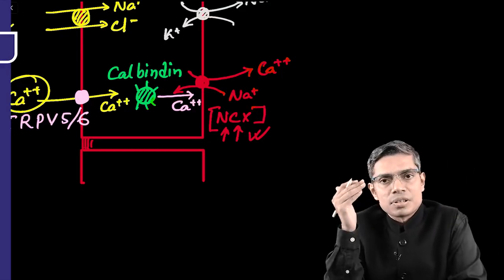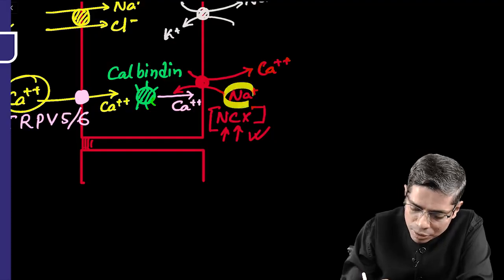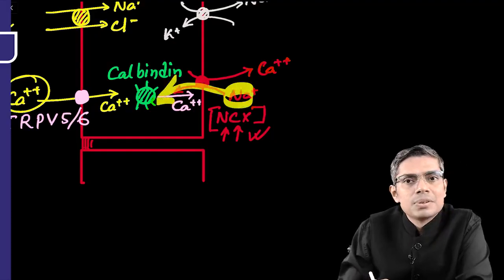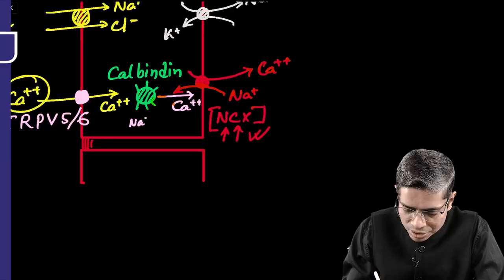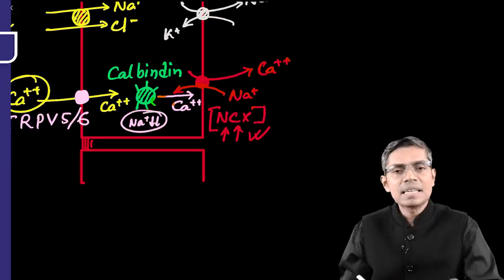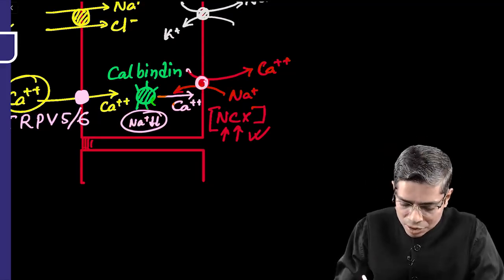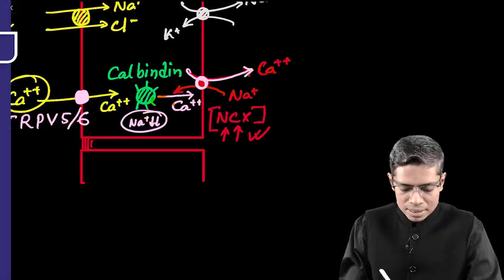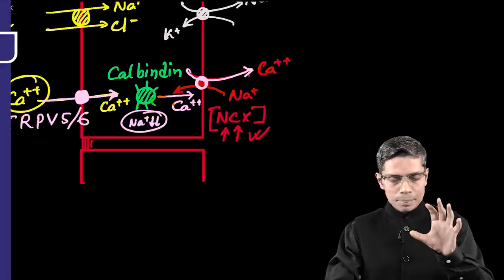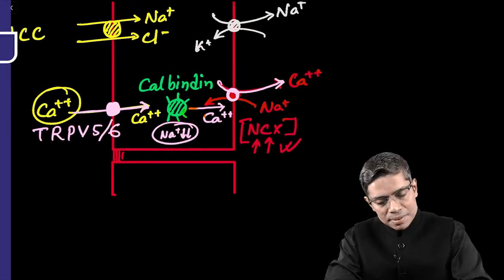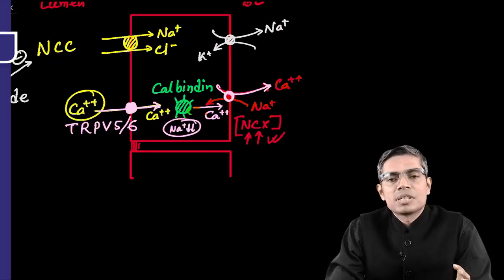But if the sodium concentration inside the cell is rising more and more, further sodium will not be able to enter inside the cell. So not only calcium, I have to keep sodium concentration low inside the cell. If I keep sodium concentration low, then this NCX transporter will be functional and it will throw more and more calcium out of the cell. That will lead to absorption of further calcium. So by any mechanism, if you keep low sodium concentration in the DCT cell, then calcium reabsorption will increase.